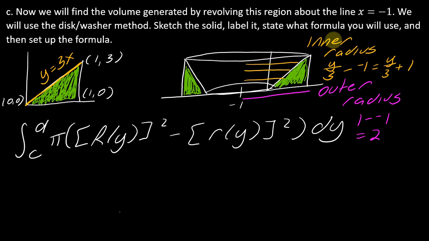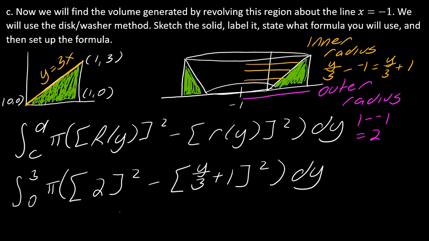And then for my inner radius, again, here's my higher value. So my inner radius is this changing line of y over 3 minus -1. So my inner radius is going to be y over 3 plus 1. So there's what I'm going to plug into my formula, as you can see, and then you can just keep going from here.